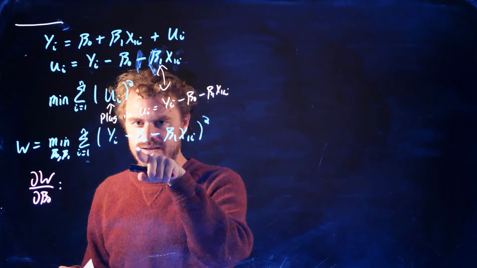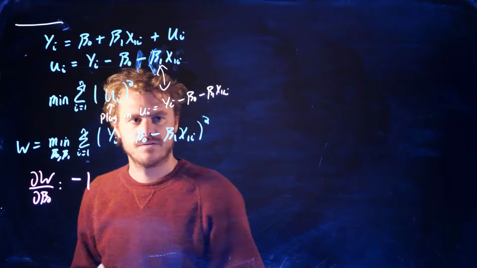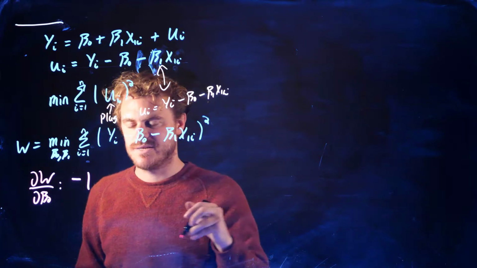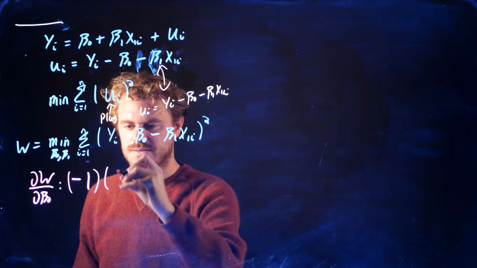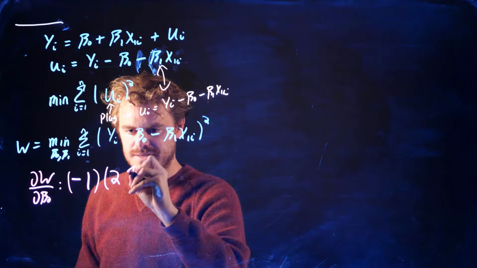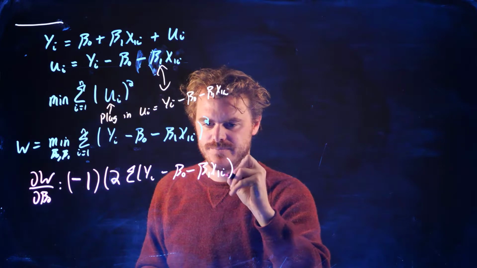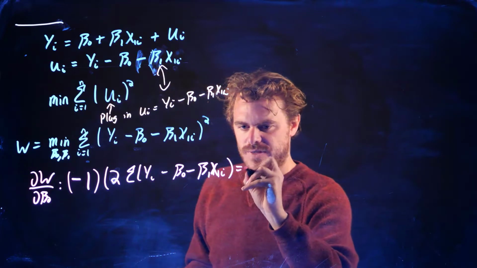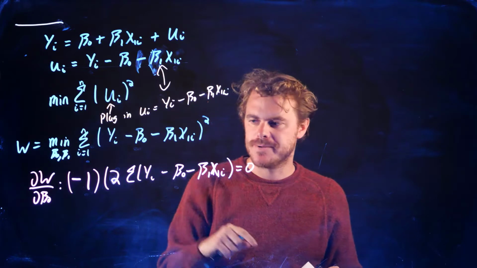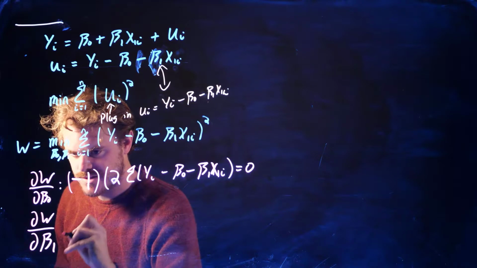So the derivative of the inside is minus 1. And then we need the derivative of the outside. Well, this comes down and we have everything still, right? So minus 1 times 2, times the sum of yi minus beta 0 minus beta 1 x1i. And we know that equals 0 at its minimum. Derivative of the inside, derivative of the outside. Chain rule, right? The only thing that might be kind of confusing is those sums, but you'll get used to them.